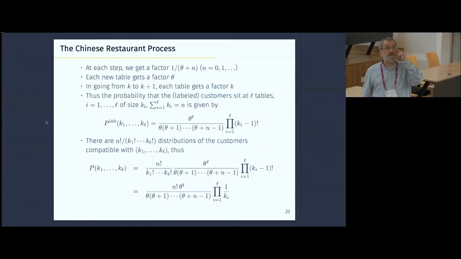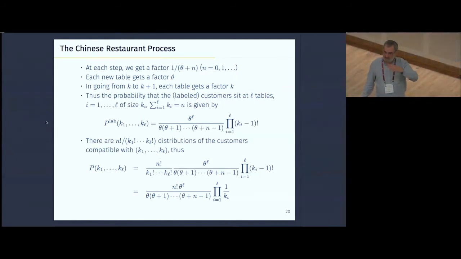Now let's solve the process. At each step, if you have n customers, you have either n possibilities or theta, so you have to divide by n plus theta to keep the probability normalized. Each new table has a probability theta of arising. And in going from k to k plus 1, each table gets a factor of k because it is chosen with a probability proportional to k.